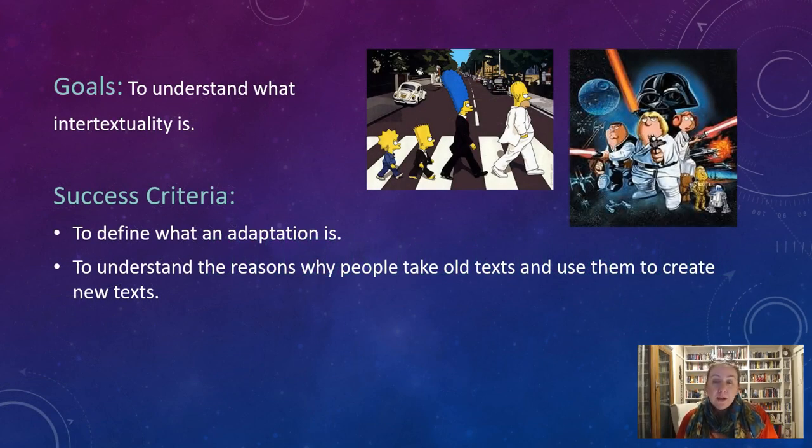So your goals are to understand what intertextuality is today, okay, and to have a look at the different sort of types of intertextuality, looking mainly at adaptations. So at the end, you should be able to define what an adaptation is, and you need to understand the reasons why old texts are used and changed in order to make new texts, okay, which is what intertextuality is pretty much.